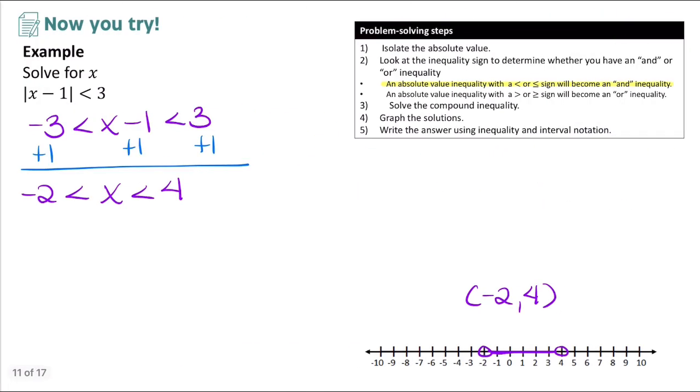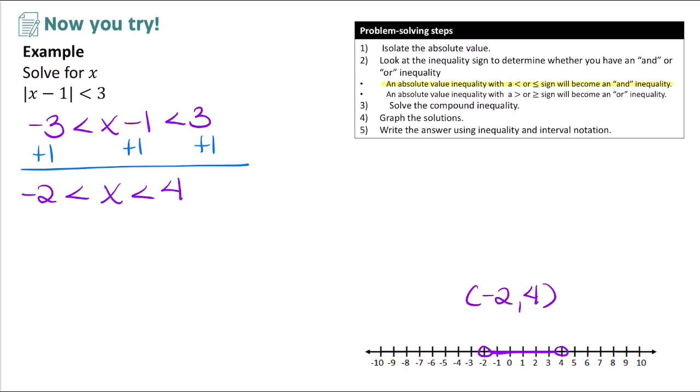In this example, the absolute value is already isolated, and we have a less than sign. So that less than is going to become an and inequality. We can rewrite this as negative 3 less than x minus 1 less than 3. And then to solve for x, we're just going to add 1 everywhere in our inequality. That gives us negative 2 less than x less than 4.